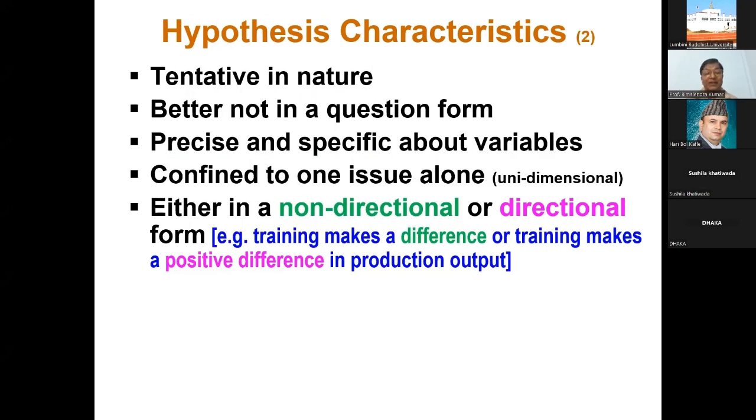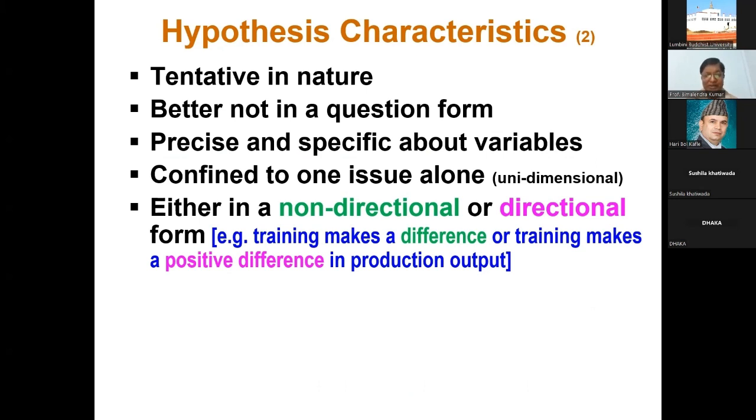So a hypothesis is tentative in nature. If it is not fulfilling the objectives of the research, if the objectives are not being tested, then the hypothesis can be changed also. That is why it is tentative. It can be changed. A hypothesis must not be in a question form, but in a statement form.